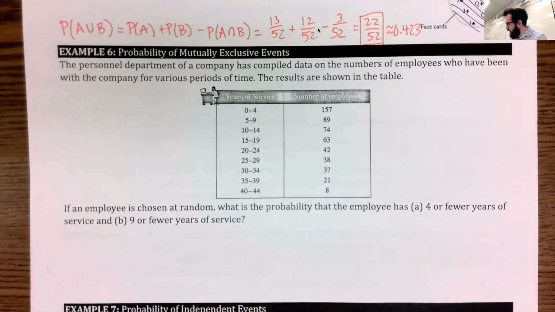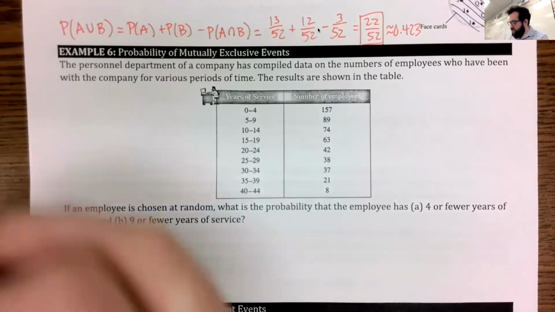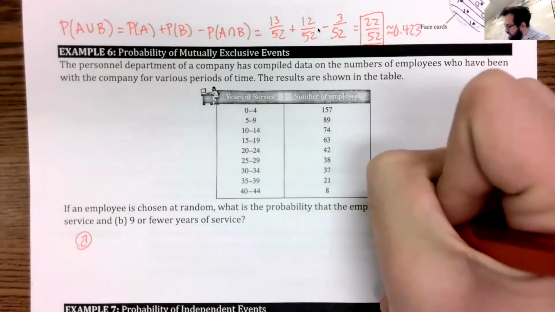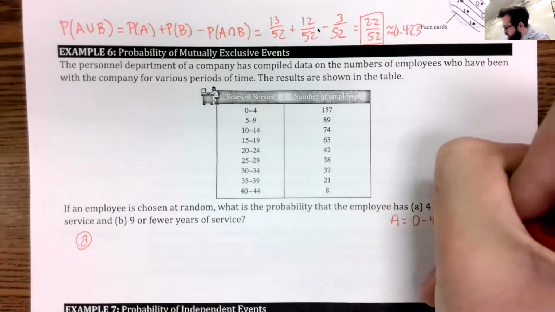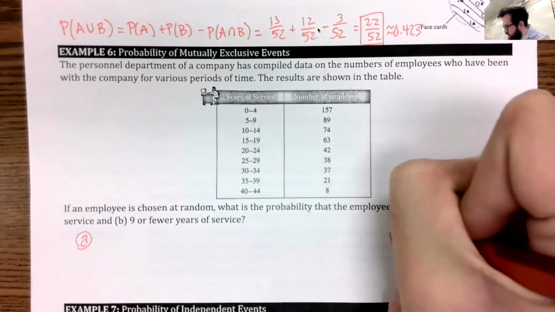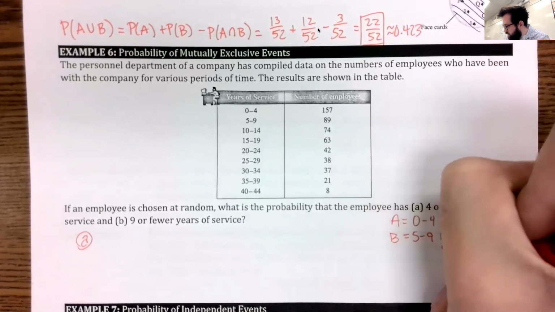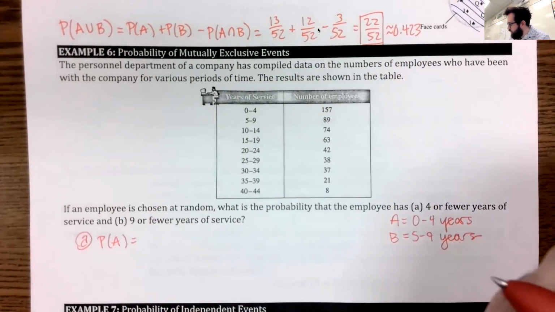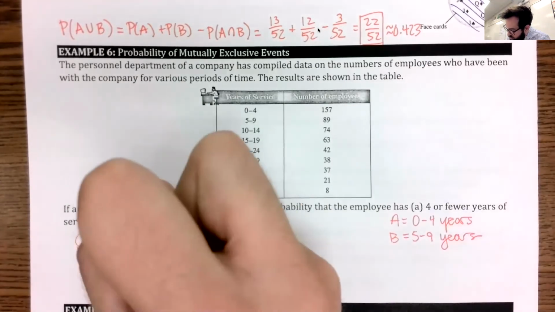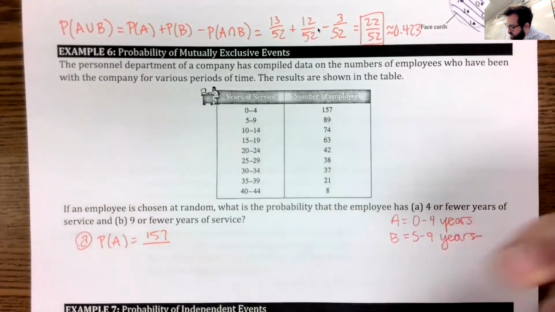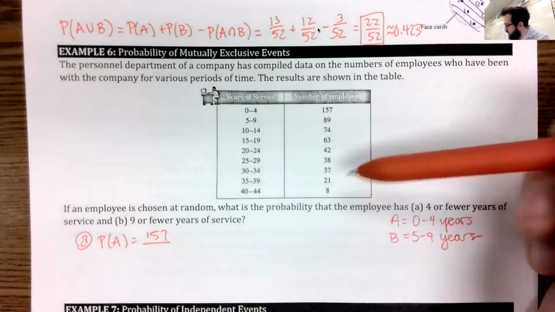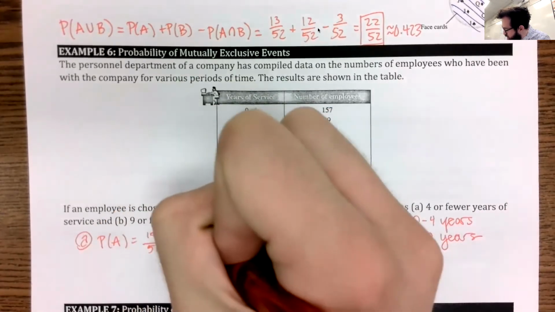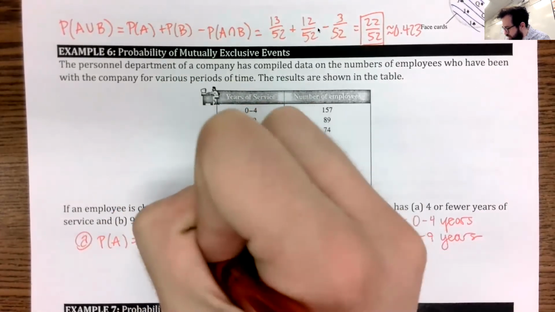For letter A, we're going to be saying that event A is 0 to 4 years, and event B is 5 to 9 years of service. So the probability of A is going to be 157 over the total. So if we add all these numbers together, we're going to get 529. And this is approximately 0.297.